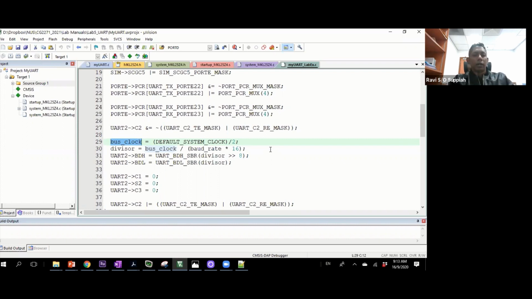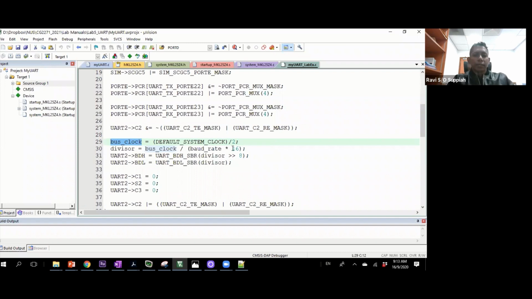So when you are calculating the values for the baud rate register, you need to first divide the system clock by 2 and then use the bus clock. It's just the way the system is designed. They have two separate clocks, one for the CPU core, the other for some of the subsystems.